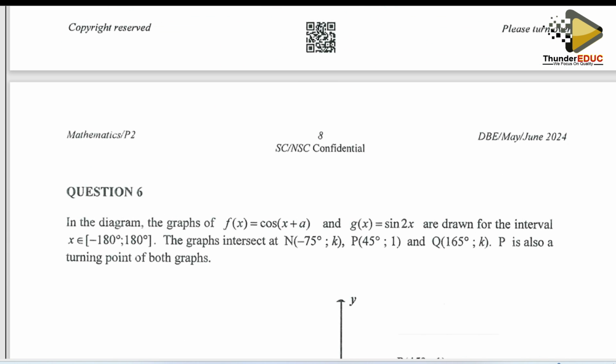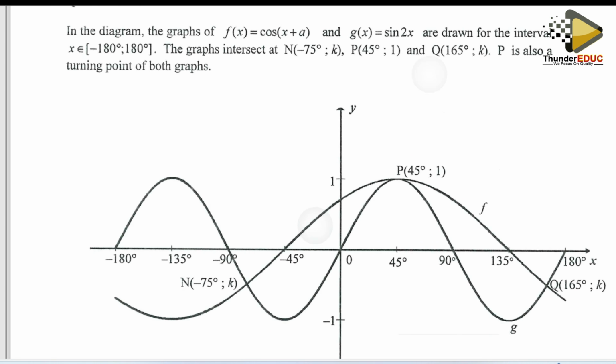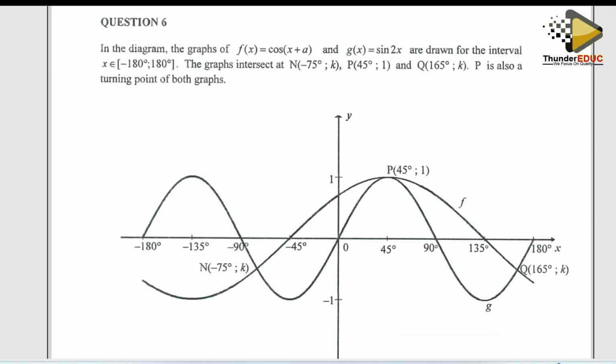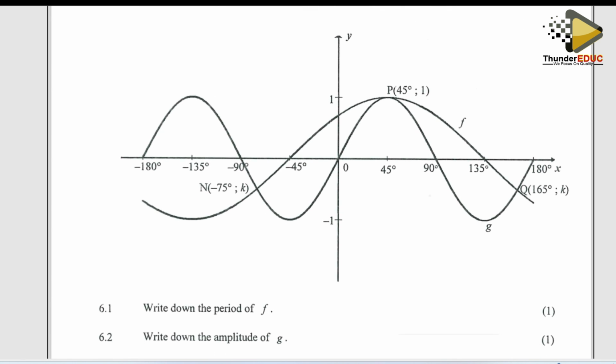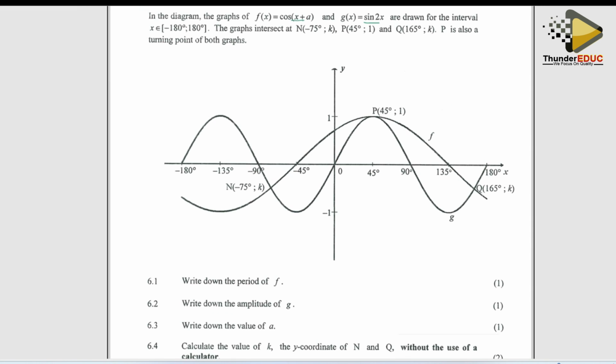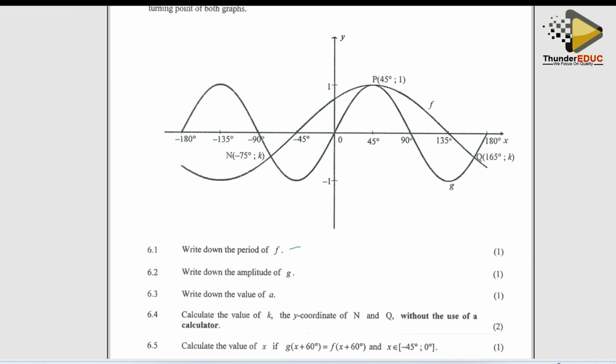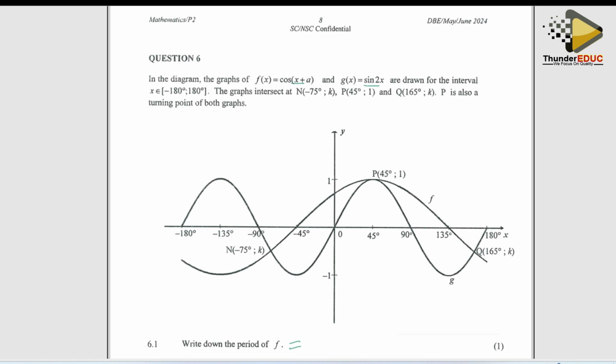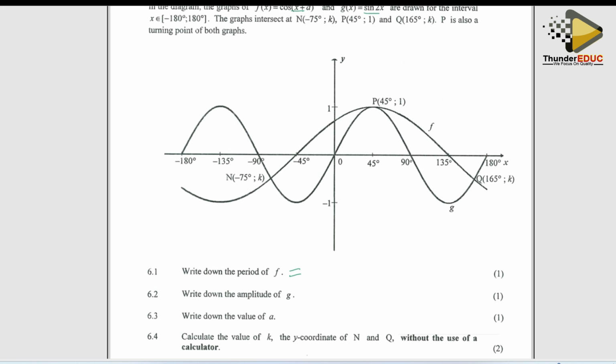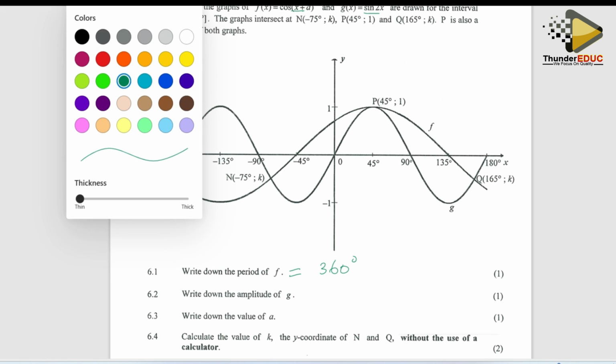Okay. Question number 6. The trig graphs. They are telling us that in the diagram, the graph f of x is this, and then g of x is that. They are drawn within that interval. We have the turning points. Okay. Write down the period of f. So the period of f, for a sine and a cos, the period is always 360. So in that case, my answer is just going to be 360 degrees.